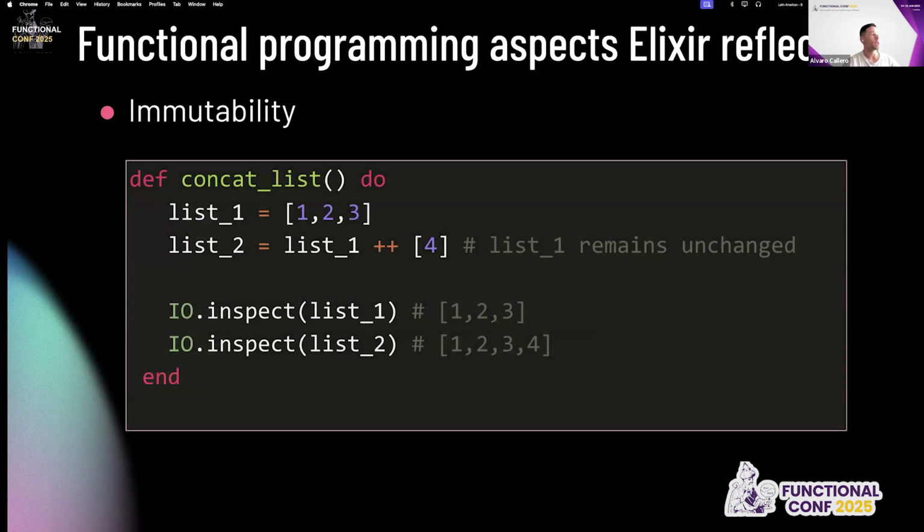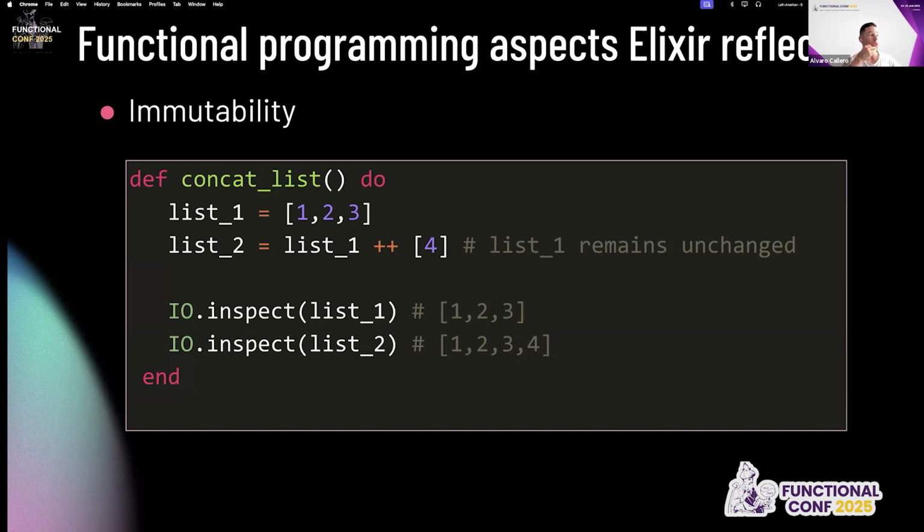This is how we can define a function in Elixir. We are gonna create a function called concatlist. In this case, we are gonna have two variables, list1 and list2. List1 will be holding a list of integers from 1 to 3. Then list2 will be the result of taking list1 and applying a concatenation with another list, the one that is holding only the number 4. In other words, list2 will be a list with the integers from 1 to 4.